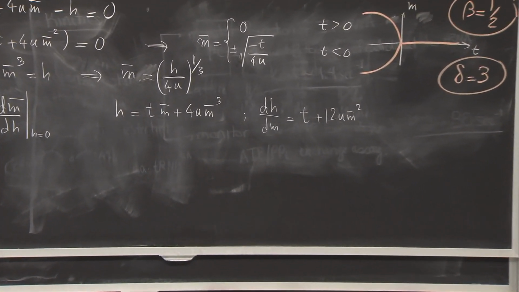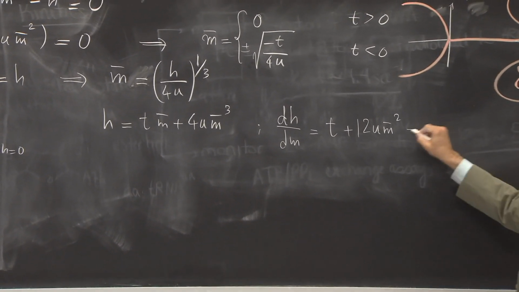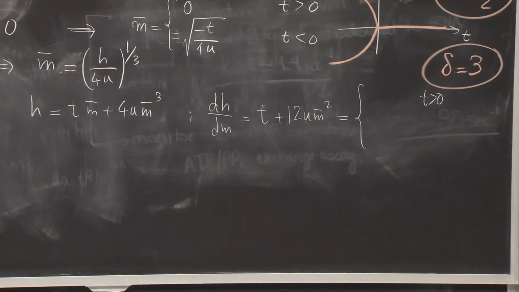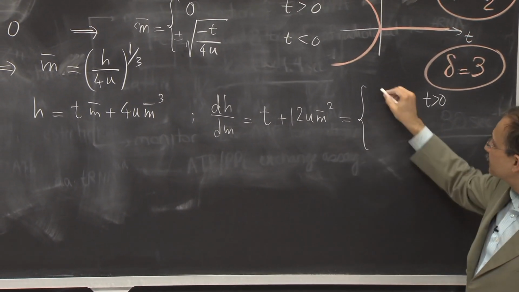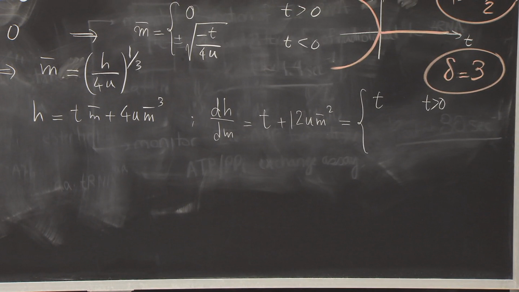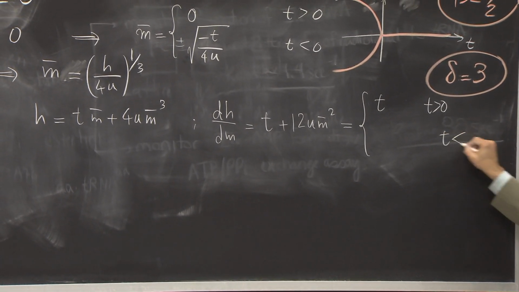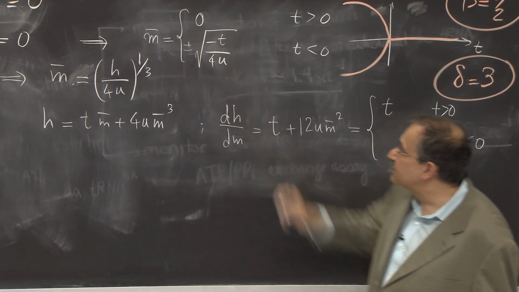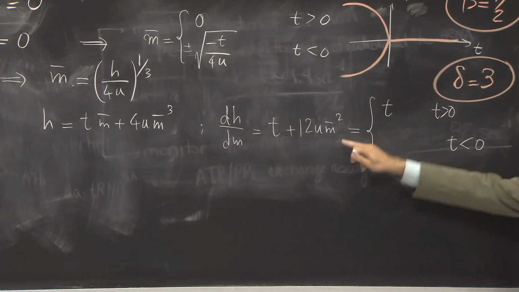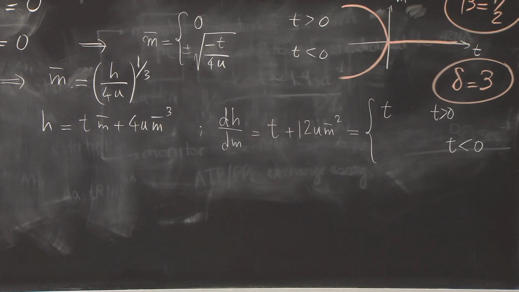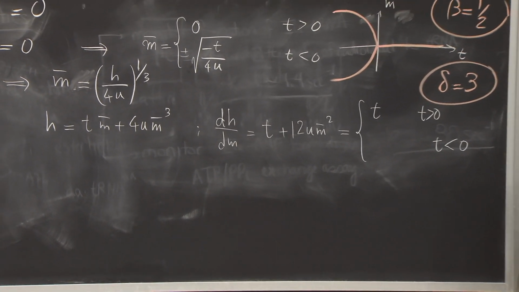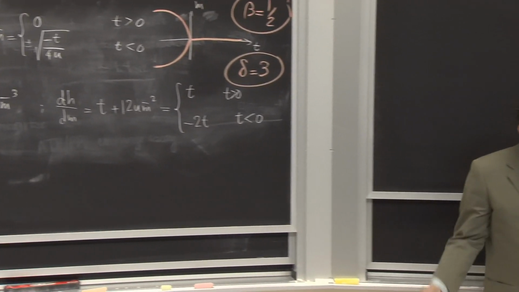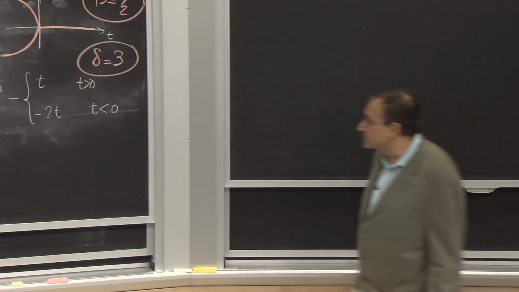And so this inverse susceptibility, if I am for t positive, m bar is also 0, so the inverse susceptibility is t. If I am for t negative, m bar squared is minus t over 4u. I put a minus t over 4u here, and it becomes t minus 3t, so it becomes minus 2t. Again, nicely positive. Response functions have to be positive.